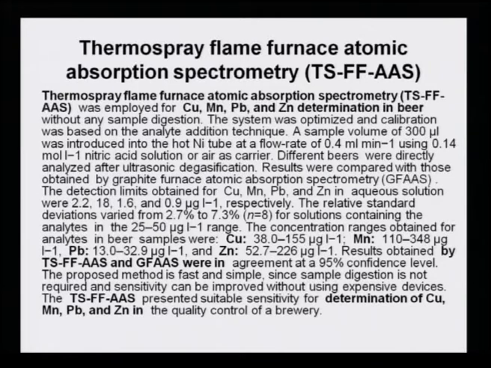per liter range. The concentration ranges obtained for analytes in beer samples were: for copper 38 to 155 microgram per liter, manganese 110 to 348 micrograms per liter, lead 13 to 32.9 micrograms per liter and zinc 52.7 to 227 microgram per liter. Results obtained by TSFF-AAS and GFAAS were in agreement at a 95% confidence level.